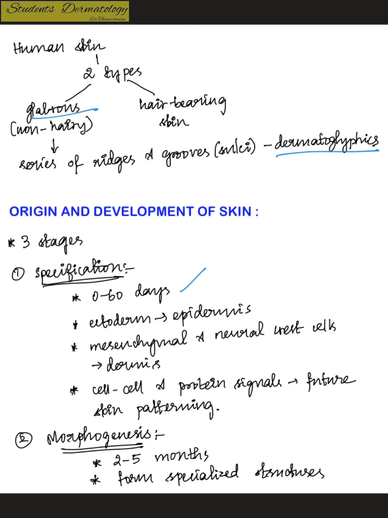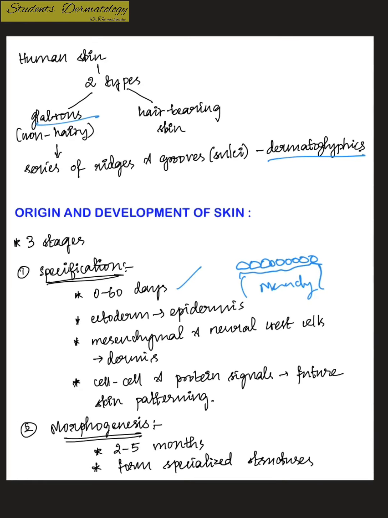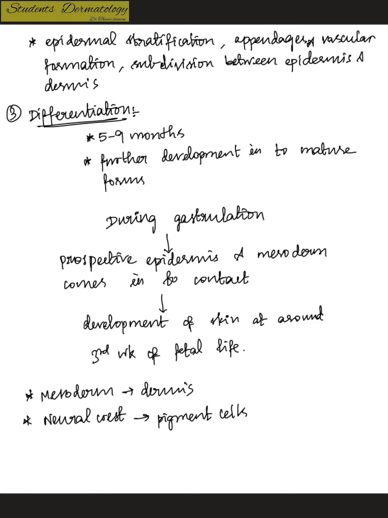In this, many cell-to-cell interactions and protein signals play an important role, which help in the future patterning of skin. This is how it will be like. This is the ectoderm, which gives rise to the epidermis, and below that you will have the mesenchyme, which gives rise to the dermis. Morphogenesis takes about 2 to 5 months. It forms specialized structures. In this, the stratification of epidermis, the appendages, and vascular formation take place. Differentiation takes from 5 to 9 months, with further development to form a mature skin.